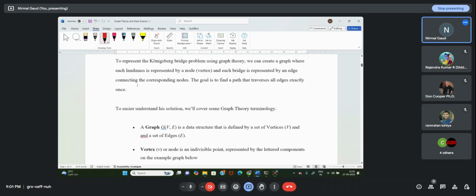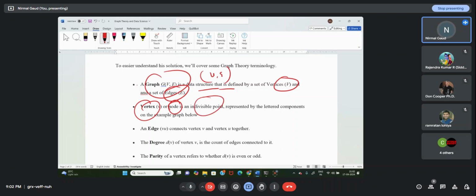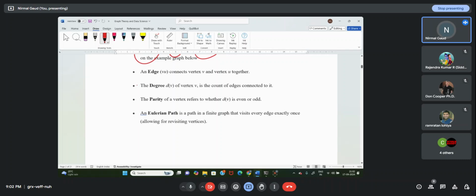Okay. So here are the definition or the components of a graph. A graph is a data structure. Data structure means a way of organizing the data. And here we are organizing the vertices and the edges. That's what the graph comprises of, vertex and the edge. Vertices are the nodes that are indivisible points. You can't break it. Vertex can't be broken, indivisible. And an edge connects the vertices, one vertex to another vertex.